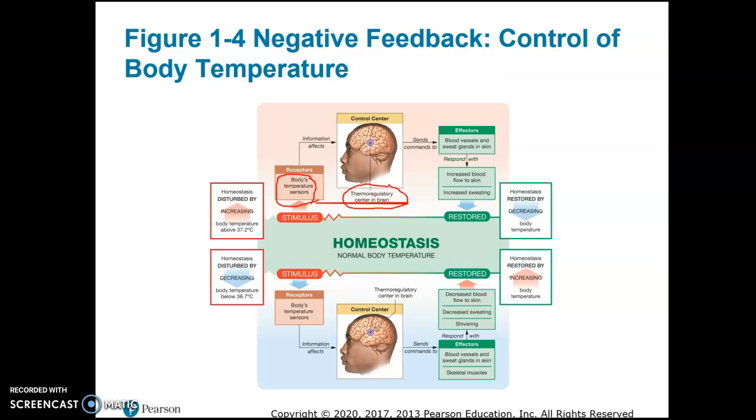And so the control center sends commands to effectors, which are going to be the smooth muscle in your blood vessels and your sweat glands. And if your body temperature is too cold, it's going to send information to the skeletal muscle, which would be effectors as well. So just make sure that you know the different examples and whether they are receptors, control center, or effectors.